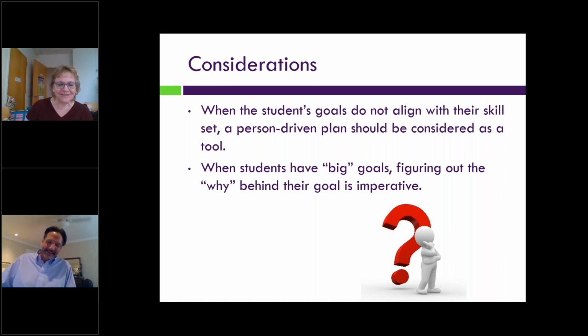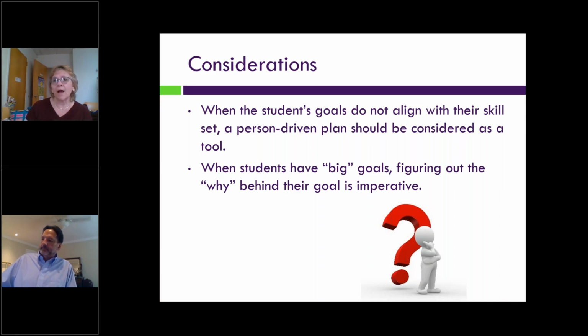There's lots of resources available. So the student goals, you want them to try to align with the skill set of the student, right? But sometimes that might be a little difficult, and you might need to do more of a person-driven plan. And that might be another tool that you can consider when you're trying to get the assessments and thinking about goals and what does this child really need for the future when they're leaving high school and so forth.